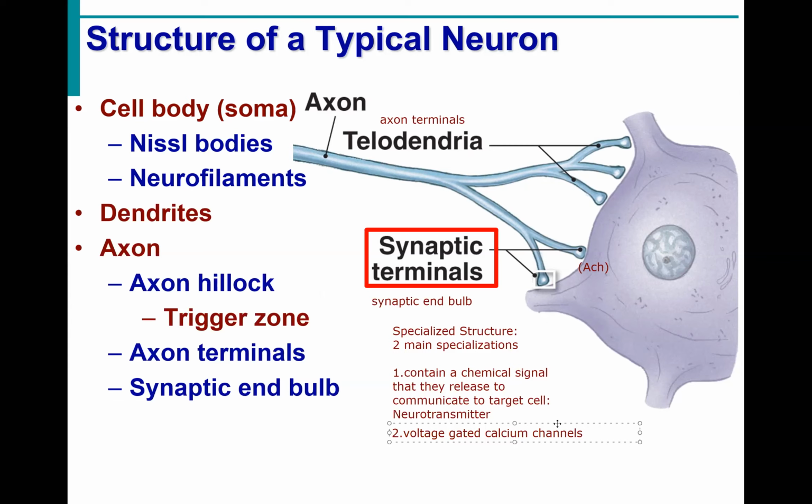So that is the anatomy of a typical neuron. Of course, as I'm sure you realize, the problem with that is that typical means that all of them are not identically this way. But this is the typical anatomy. Any questions on this typical anatomy?